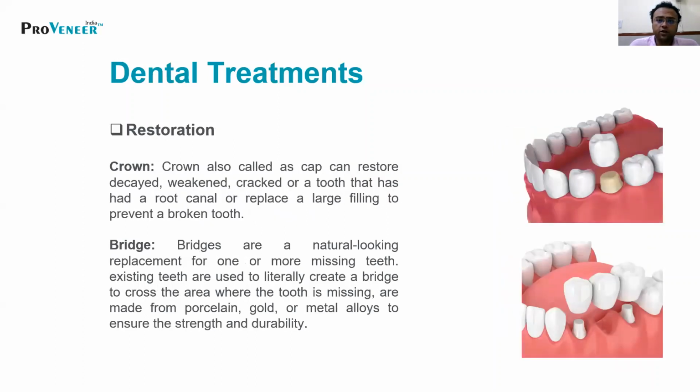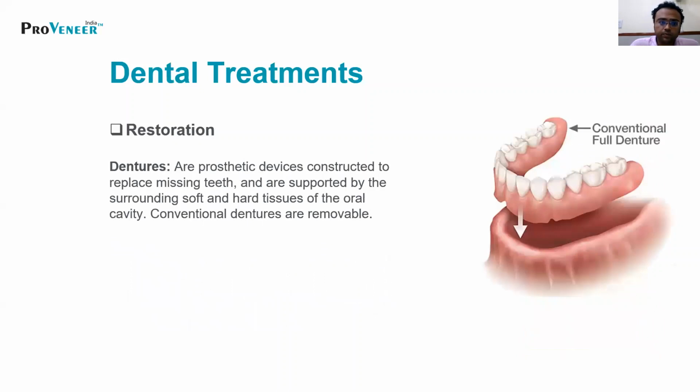Then comes restoration, which can be done with a crown or a bridge. A crown is placed sometimes on crooked or ill-formed teeth, but usually crowns are placed on root canal treated teeth. Then come dental bridges. If one tooth is missing, you take support from the adjacent teeth on both sides and form a bridge.